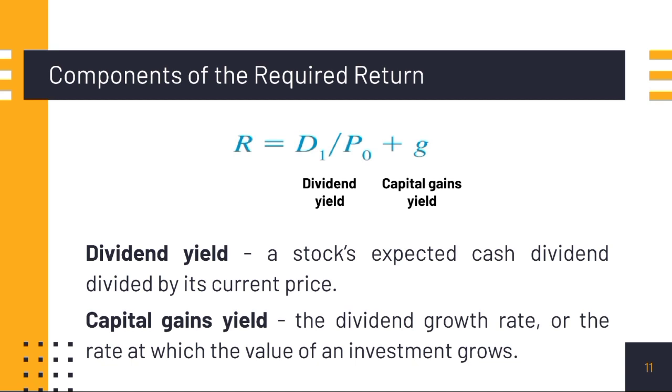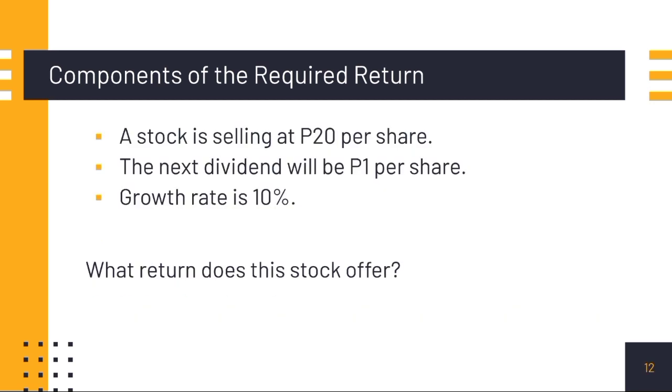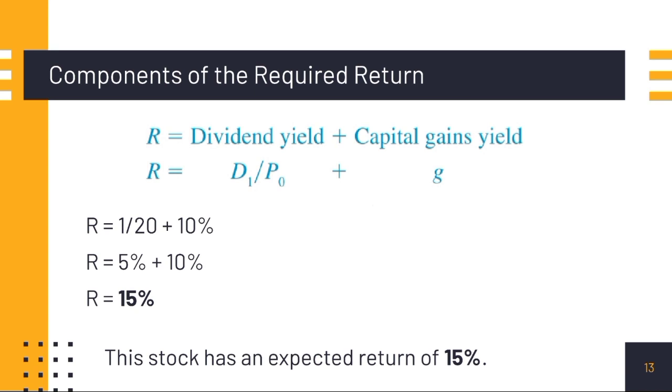To illustrate, we have an example. Stock is selling at 20 pesos per share. The next dividend will be 1 peso per share. Growth rate is 10%. The question is, what return does this stock offer? So, we have the formula for required return: dividend yield plus capital gains yield. So, required return is equal to 1 over 20 plus 10%. 5% plus 10% equals 15%. Therefore, this stock has an expected return of 15%.